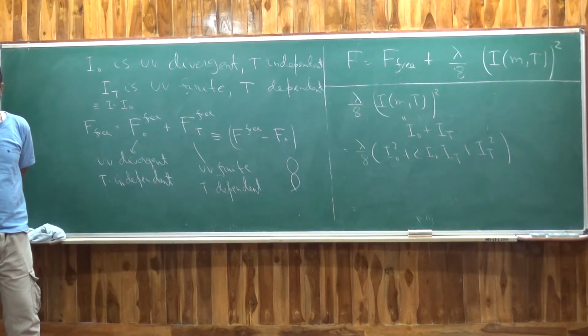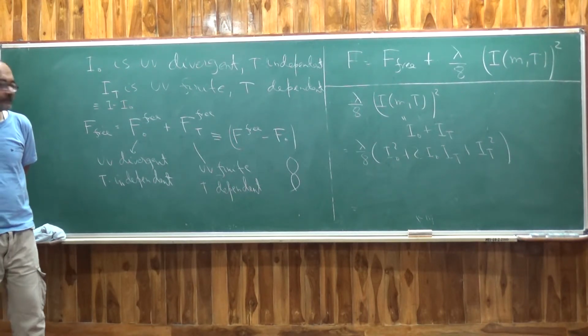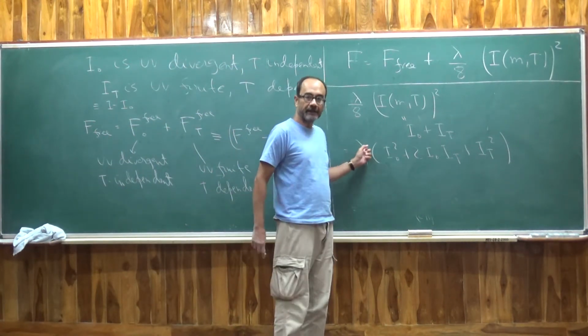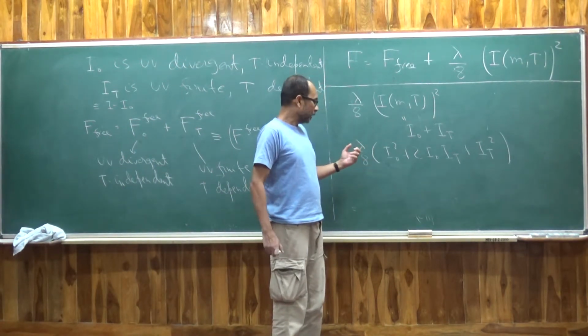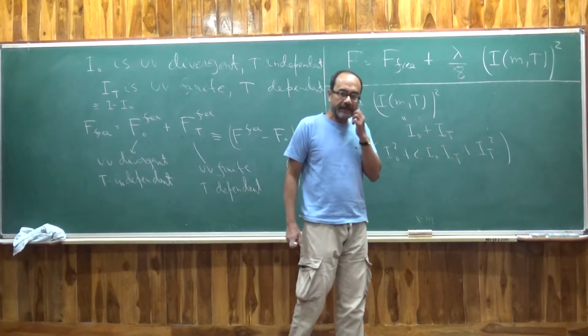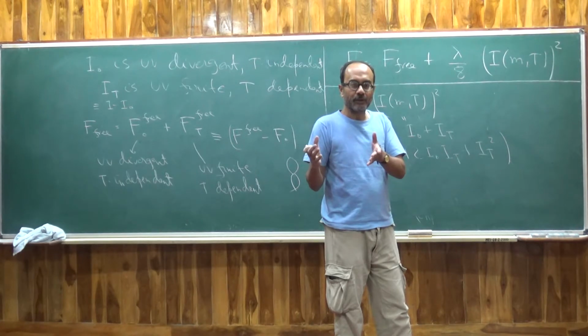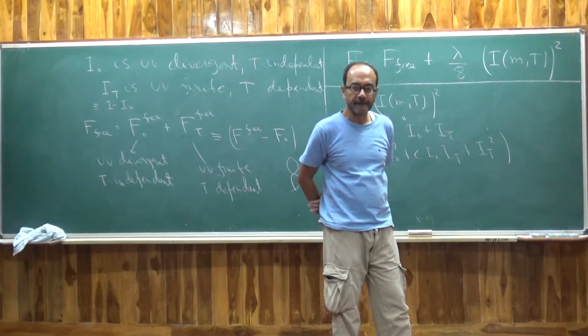How do you get rid of divergences from loops? Yes? Coupling lambda. Counter terms. Yeah, you have to put a counter term. What counter term? The coupling lambda. Yes. But if you take the counter term for lambda, that is itself of order lambda square, right? So that will not help at order lambda.